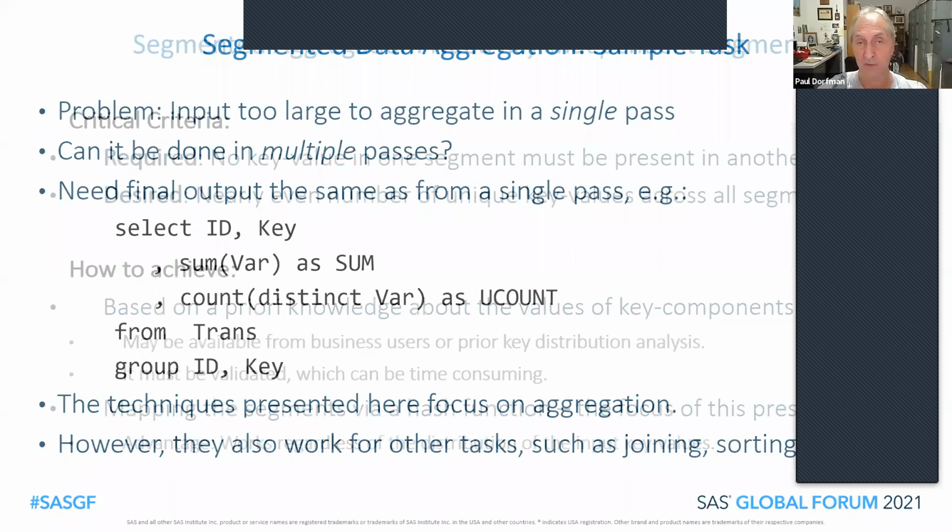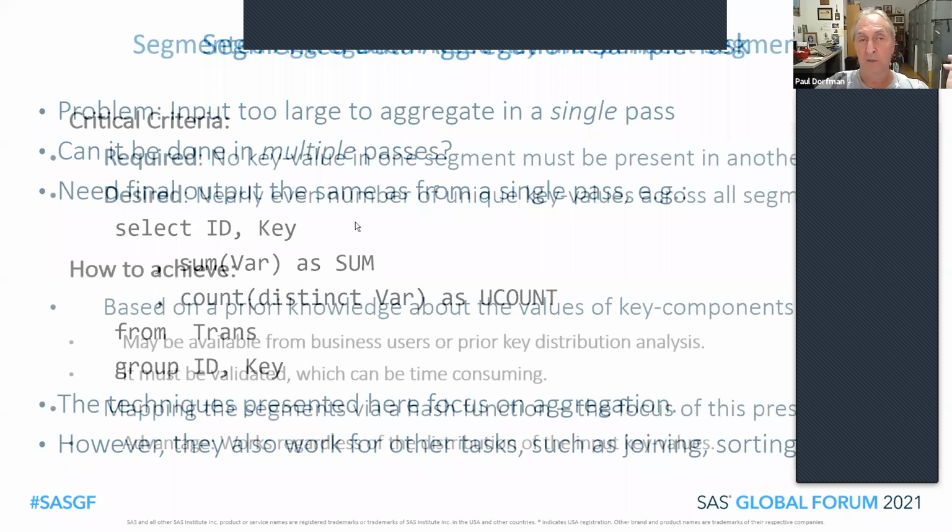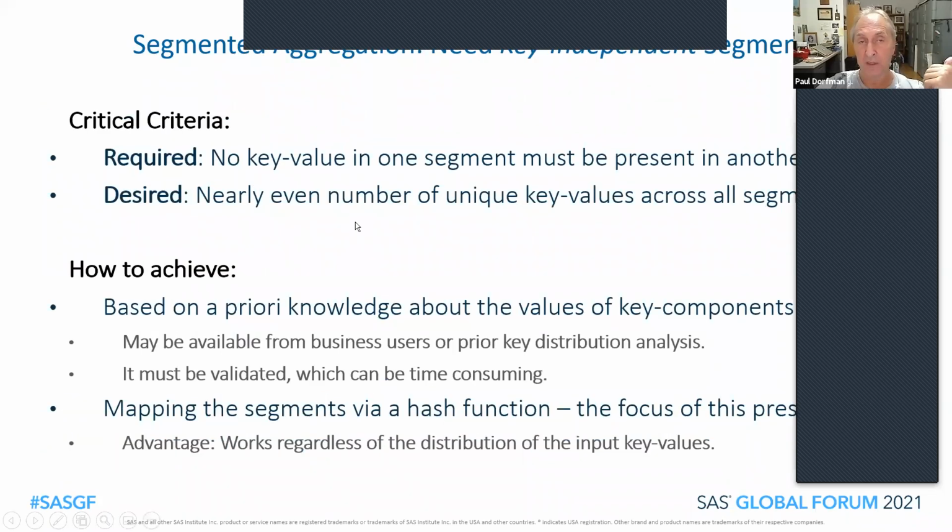And the second one, of course, is that we must ensure that all segments have more or less the same number of records or unique key values. Because if we have an input and separate it into chunks, say 1 million records, and one segment has 900,000 records and the rest have 100,000, that basically defeats the purpose.